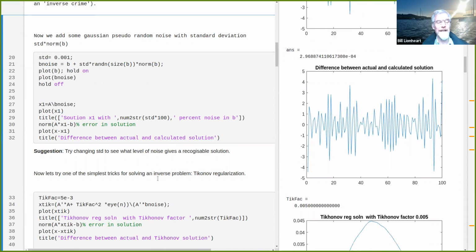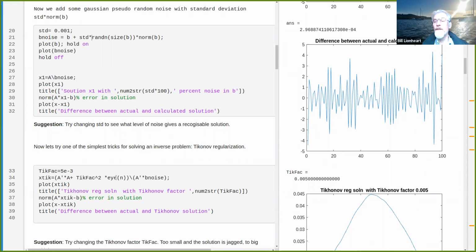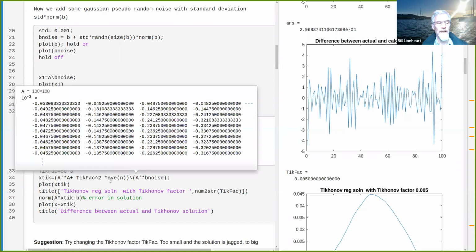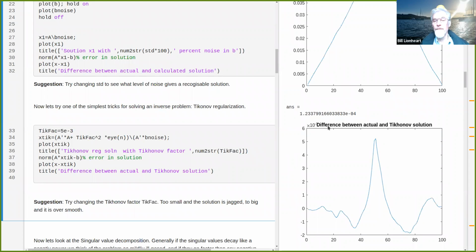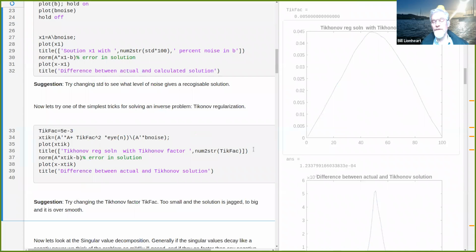The formula for Tikhonov regularization with the identity matrix, the simplest type, is the inverse of A transpose A plus the Tikhonov factor squared times the identity matrix, times A transpose times B. Of course, this matrix for a non-zero Tikhonov factor is square and well conditioned, so this is just the same as inverting the matrix. Okay, so Control Enter on that one. Let's just see.